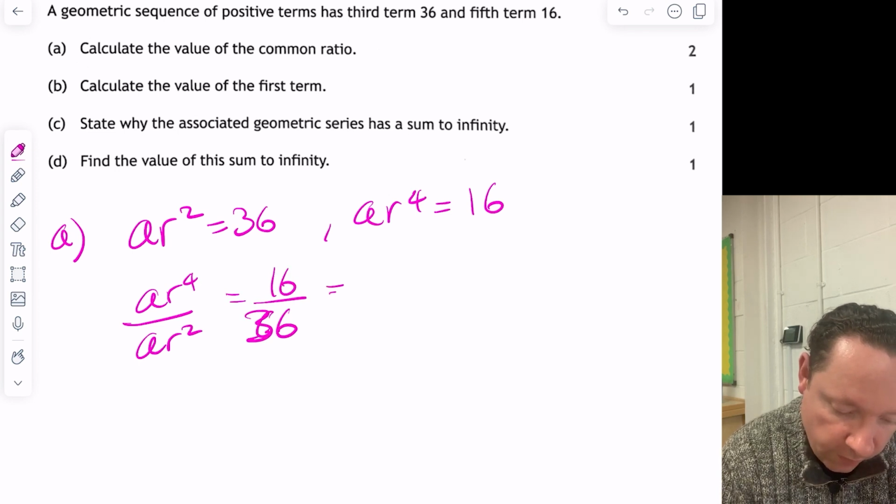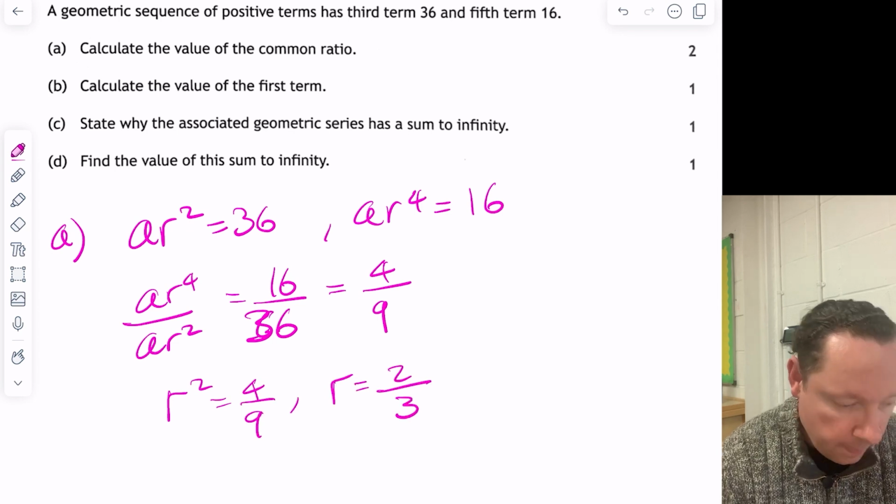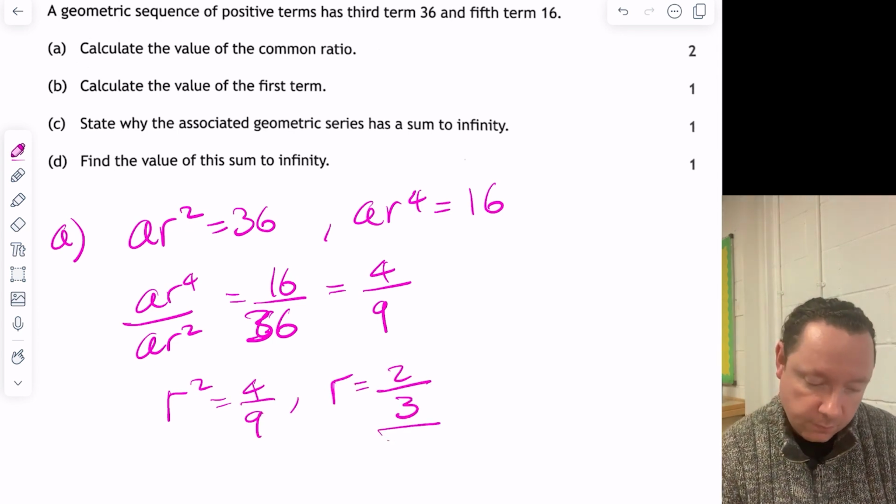And 4 goes into both of them. 4 4s is 16 and 4 9s is 36. So dividing that through, r squared is 4 ninths, which means that r is equal to the square root of 4, which is 2, over the square root of 9, which is 3. So 2/3, and we're done there.